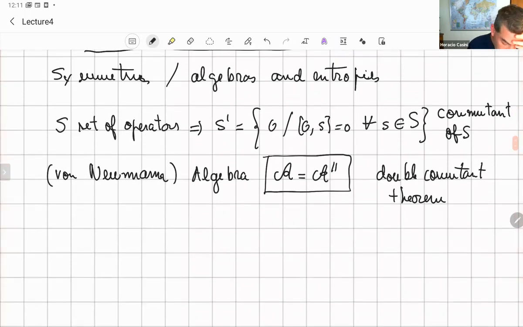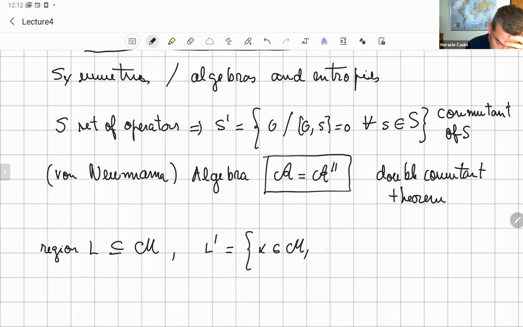Now, thinking in regions of a space, if you take a region L in space, including Minkowski space, we can also produce another region, let's call it L prime, that is a set of points in Minkowski space such that these points are spatially separated from L. And this we call the causal complement.